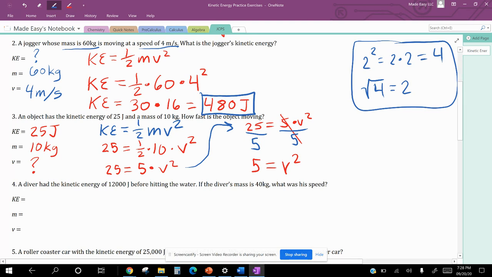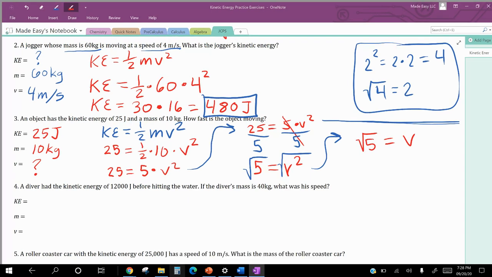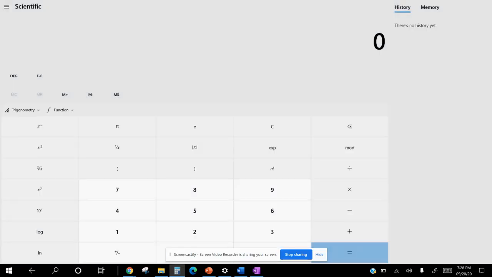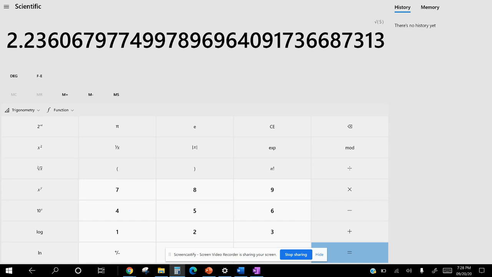Back on to our problem down here. So we're going to take the square root of this v squared, and we're going to take the square root of this 5. Okay, and we're going to do that right here. Okay, and so we'll have square root of 5 equals v. Now, the square root of 5 is not a pretty number, okay? It doesn't have a perfect square, so to speak. We'll take 5, we'll hit the square root button, and we get this hideous number right here, okay?